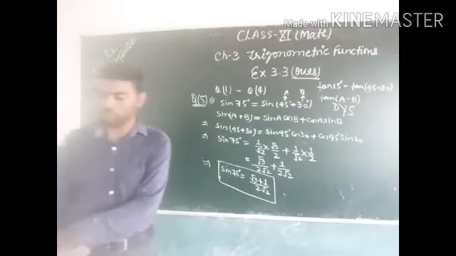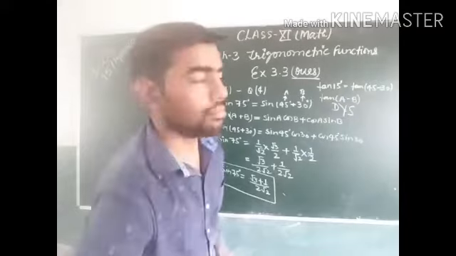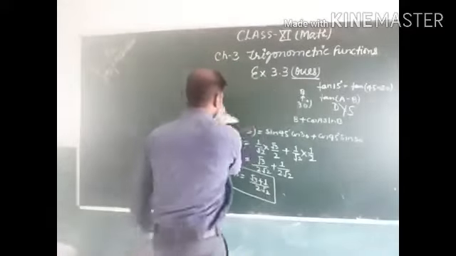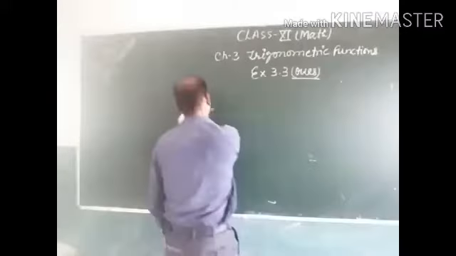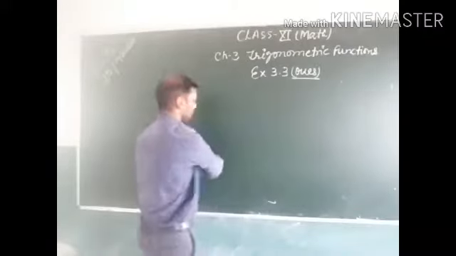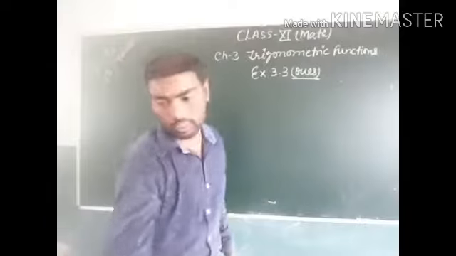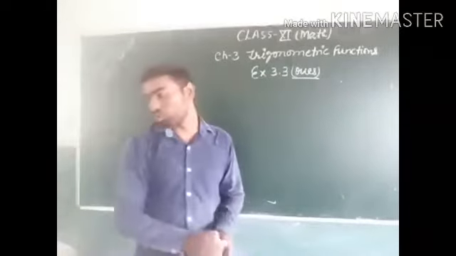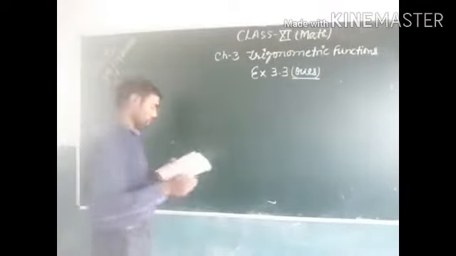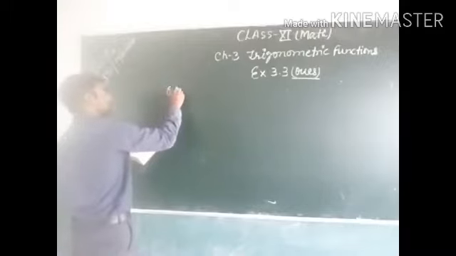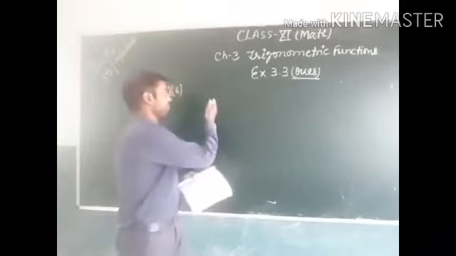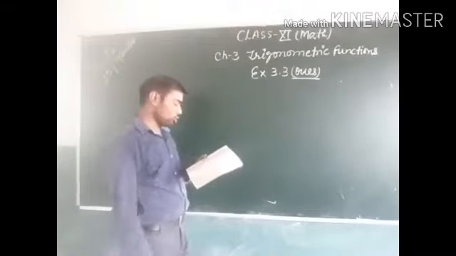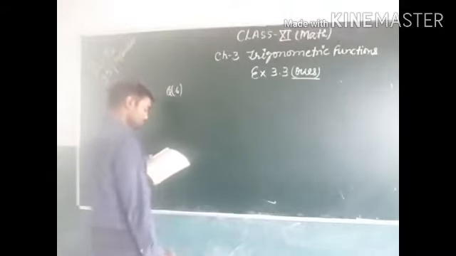Now we proceed to question number 6. Question number 6 is related to cos A cos B minus sin A sin B, which is equal to cos (A plus B). This is question number 6. Prove the following. It means this is the left hand side and this is the right hand side. So we prove left hand side is equal to right hand side.